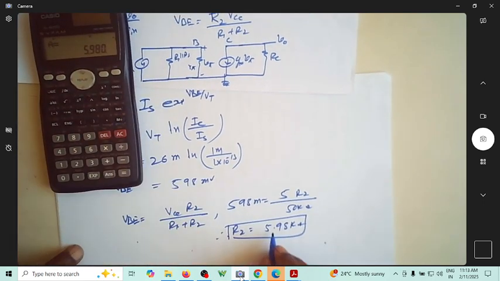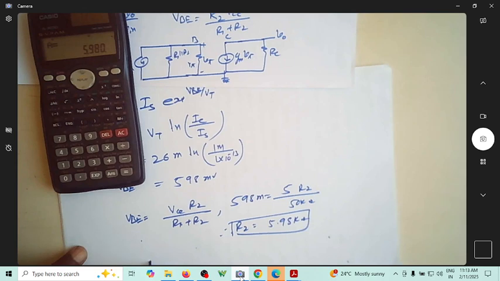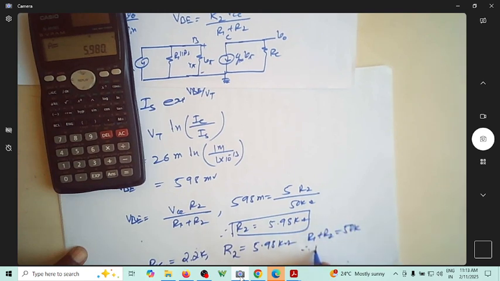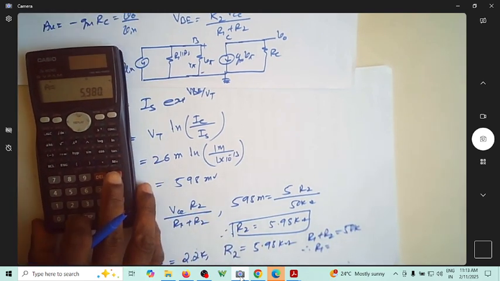So R2 is now 5.98 kilo ohm. So what we have is RC is equal to 2.2k, R2 is equal to 5.98 kilo ohm. R1 plus R2 is equal to 50k. Therefore, R1 is equal to how much?